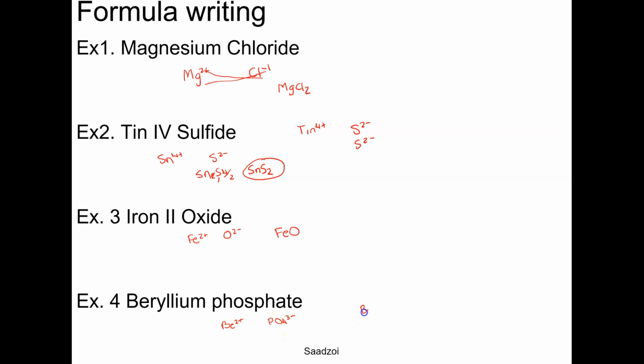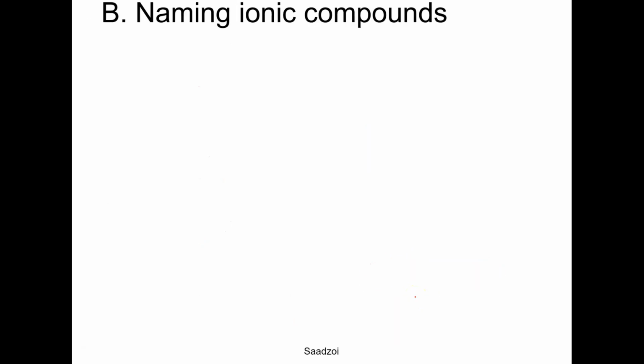So what you need to do instead, you bring the 3 down to the Be, right? Then you put a parenthesis around the whole thing because we need to put a number on the outside. Now, if it was a 1-to-1 ratio, let's say it was iron 3 and phosphate, then you would just write FePO4. You do not need parentheses. The only time you put parentheses is if you're putting a number on the outside. So be aware, don't get parentheses happy, which is very common for this.